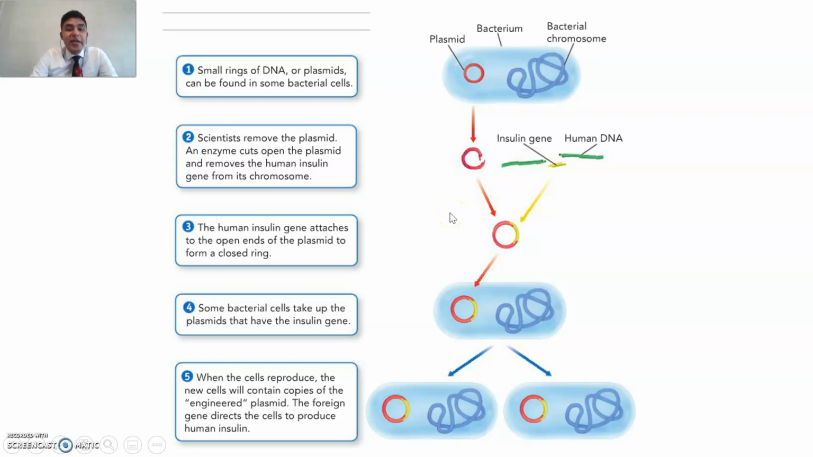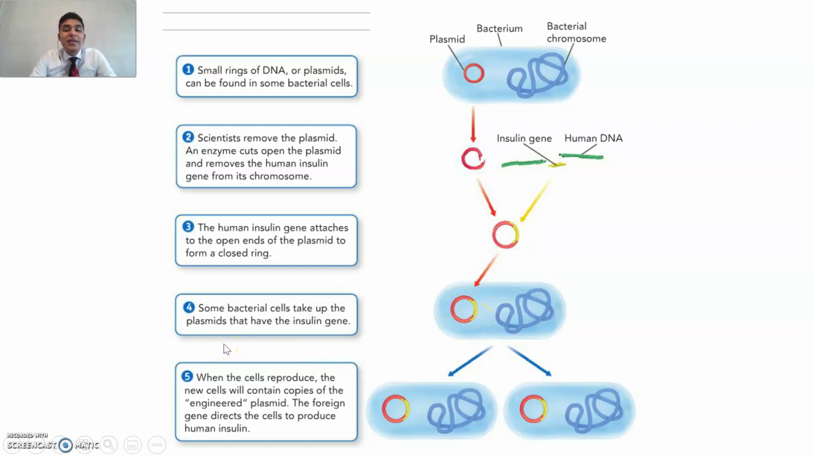Number three, the human insulin gene attaches to the open ends of the plasmid to form a closed ring. Just like you can notice, at first we open the plasmid in the bacteria, and now we are inserting the part of the insulin to complete the ring. Number four, some bacterial cells take up the plasmids that have the insulin gene. So one more time, we already have a complete circle inside the bacteria. So now what's going to happen?